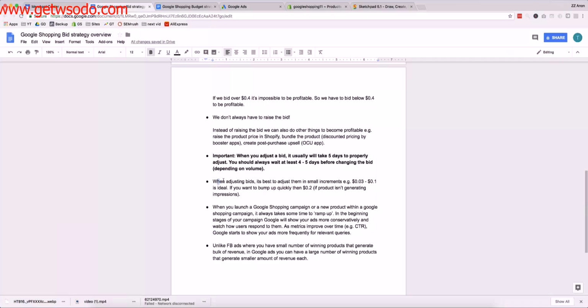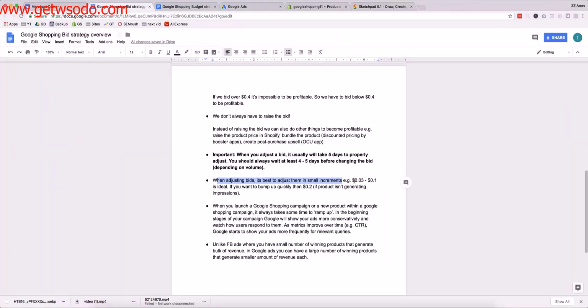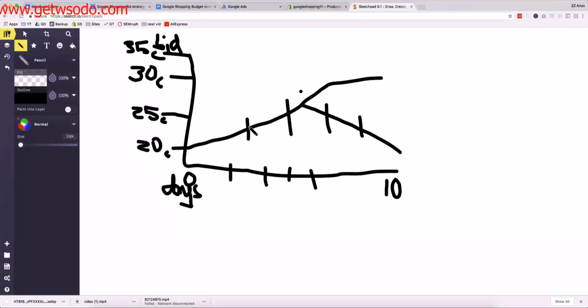All right, so when you're adjusting bids, you want to do them in really small increments, right? I recommend increasing or decreasing the bid by anywhere between 3 cents to 10 cents. Ideally, you want to do 3 to 5 cents. You can do bigger jumps, like 5 to 10 cents, if the product isn't getting that many impressions. Or if the product is getting no impressions and you want to bump it up quickly and get data, then you can do 20-cent jumps. But I would never do over 20-cent jumps, just referring back to this again, because it takes a while for stuff to ramp up.